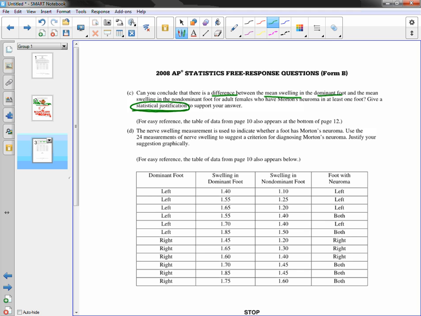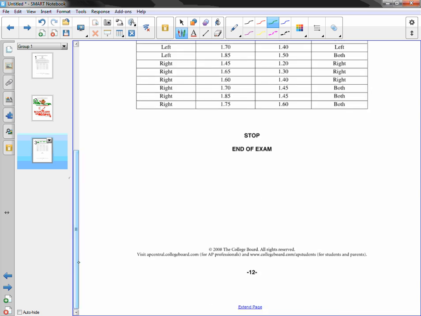Anytime you see statistical significance or statistical justification, you know that what they're looking for here is for there to be some type of hypothesis test or confidence interval or something like that. And so what they're looking for in this case is a hypothesis test. That's how you give statistical justification. Just saying, hey, I think there's more swelling in the dominant foot, that doesn't help, okay? That doesn't help. So what you actually have to do is perform a hypothesis test here. Okay, so we're going to perform a hypothesis test.